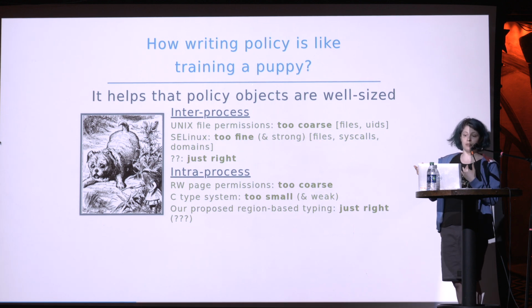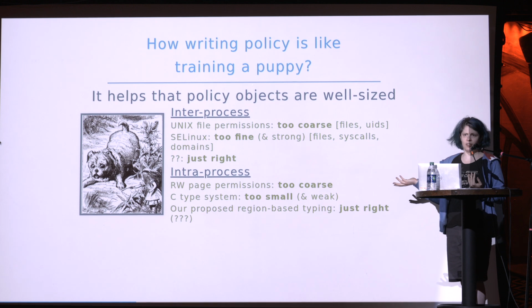For intra-process, we see read, write, execute permissions on pages, and that can be too coarse. If there is a function pointer in a writable area, you don't always want to be able to overwrite that. And there's the C type system, which seems weak. You can always cast something, and the compiler will pretty much let you do everything unless you tell it to make all warnings errors and screen all the warnings.